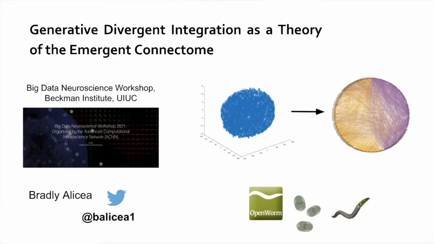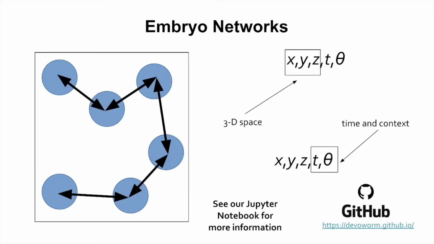I'm from the OpenWorm Foundation, and I'm going to talk to you today about generative divergent integration as a theory of the emergent connectome. The first network I'm going to talk to you about are embryo networks.